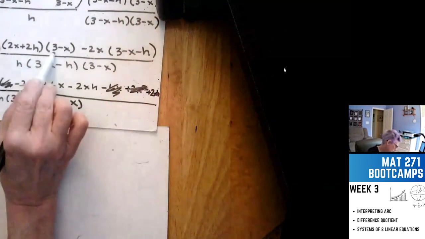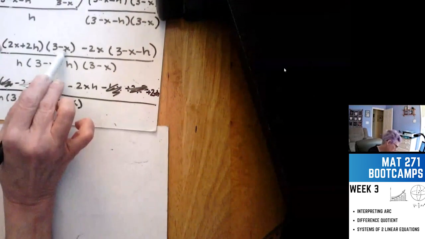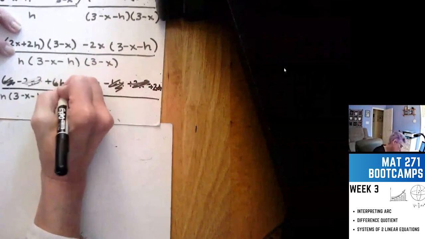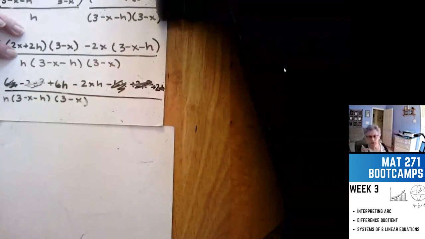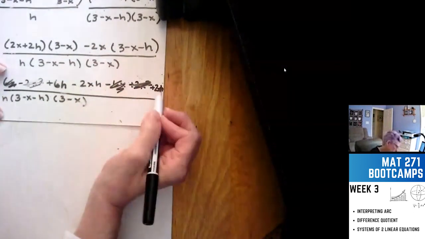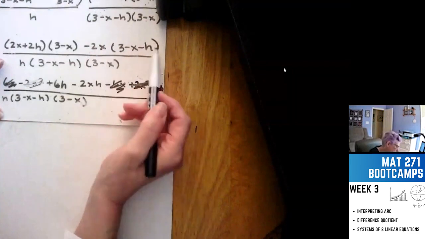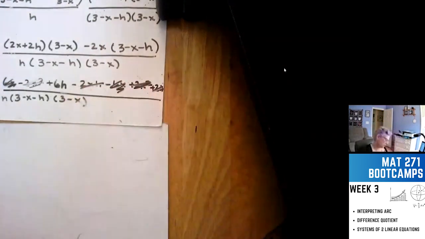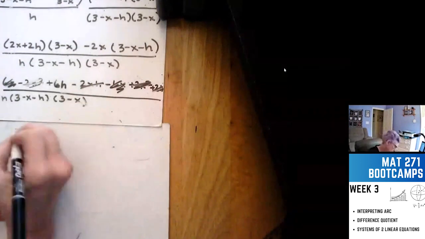First, outer, inner, that should be a 6h. Y'all are supposed to stop me when I make mistakes. So now I'm left with, let's see, and I did have a plus 2xh here on the end. That was very messy and it was hard to read.